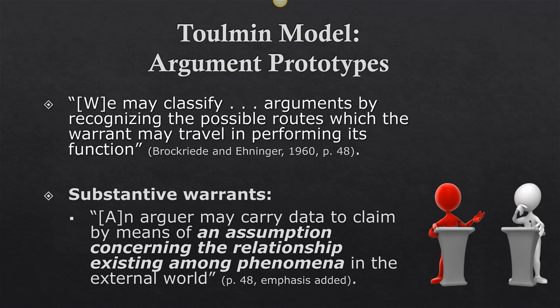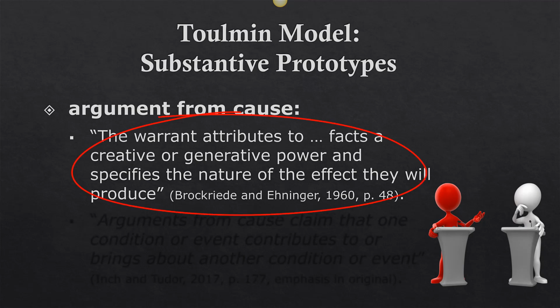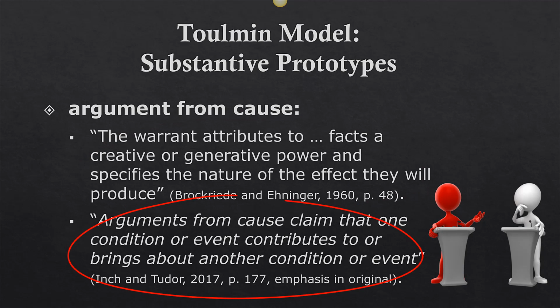Let's start off with the first of the two prototypes that we're going to examine in this video, argument from cause. Brock, Reedy and Ehninger define it as follows. "The warrant attributes to facts a creative or generative power and specifies the nature of the effect they will produce." In other words, according to Inch and Warnick in their textbook on argument, arguments from cause claim that one condition or event contributes to or brings about another condition or event. We're all very familiar with arguments from cause. They're used all the time, from our most mundane, everyday arguments to the most crucial of public controversies.